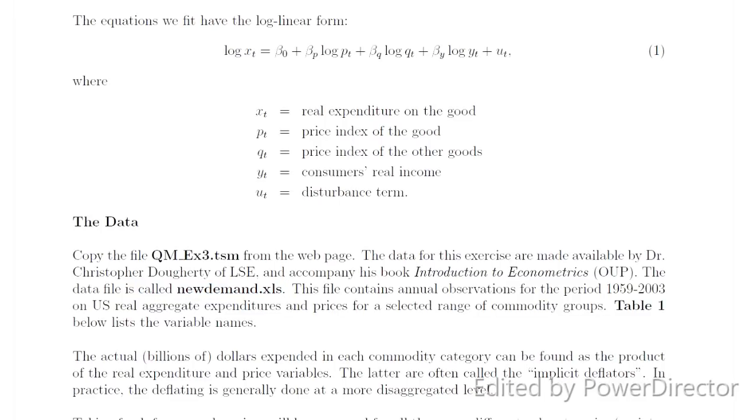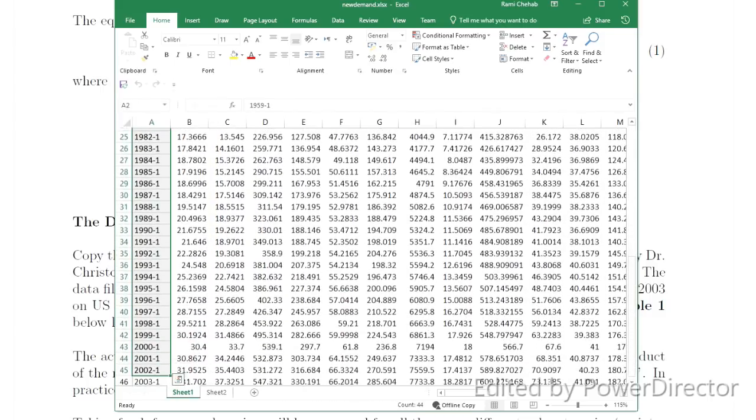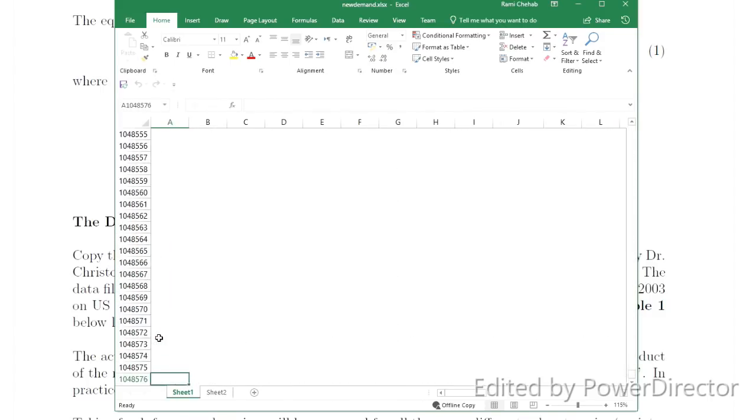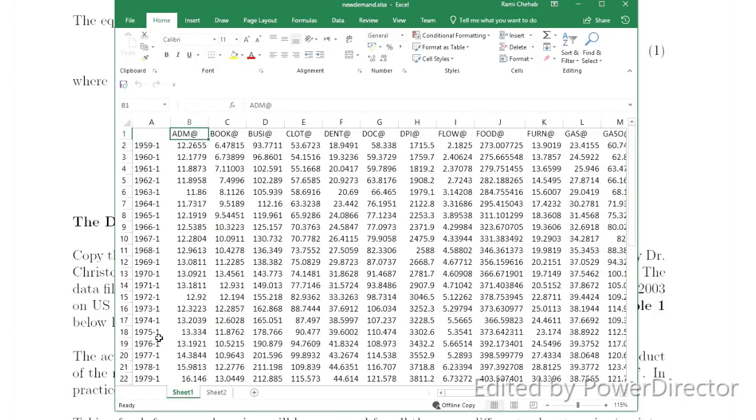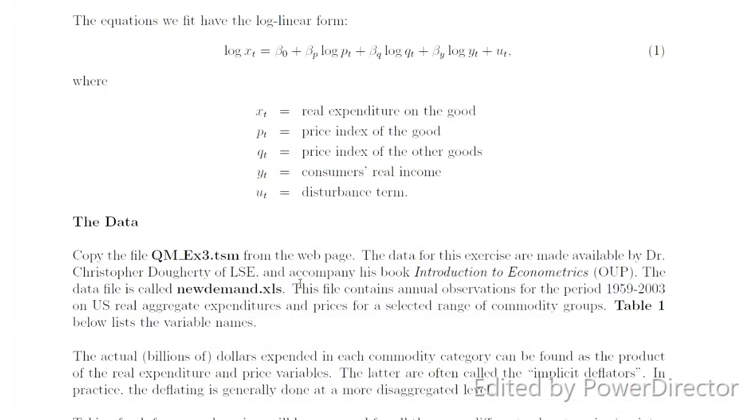So continuing from there, let's talk about the new demand file, which is an Excel spreadsheet. You can see that you have data from 1965 until the very end, which is the year 2003. Don't worry about this, I'm just showing you how the data looks. We're going to import this to TSM. This file contains annual observations from 1959 till 2003.